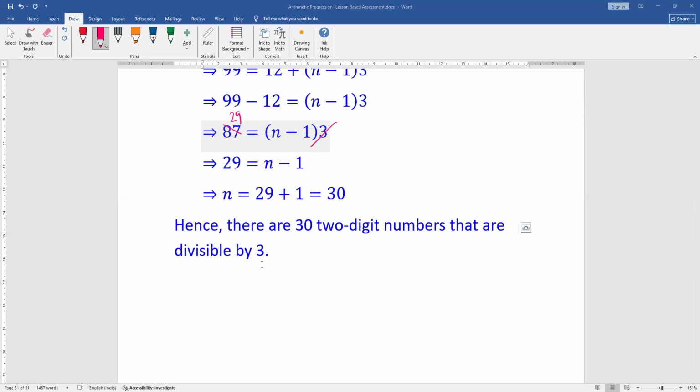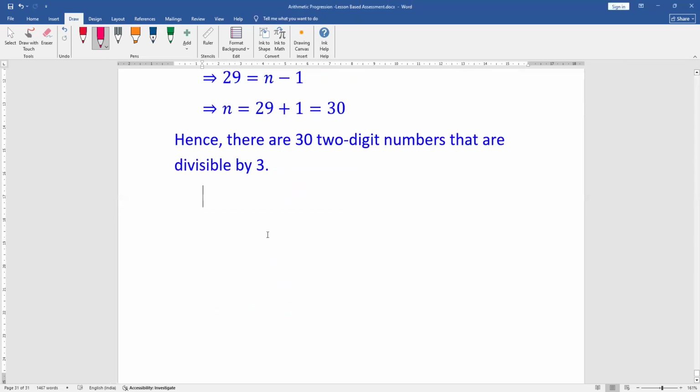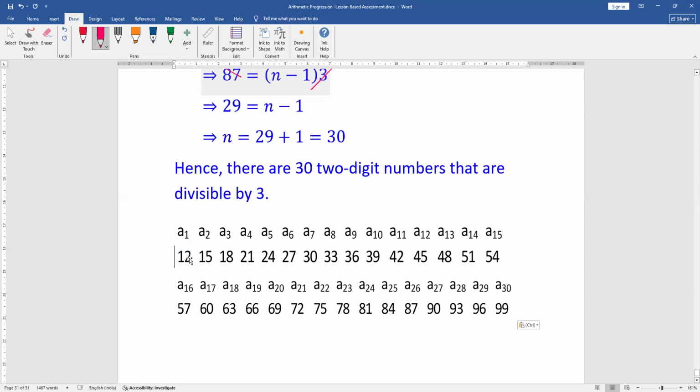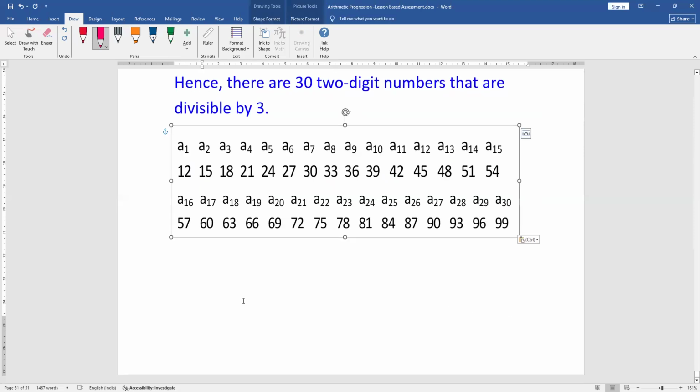Is it not? So actually, I just made a table just for your reference purpose. See, you can see here in this particular progression, it is starting with 12, 15, 18, so on, which are all divisible by 3. So if you count, how many do you get? So see how many terms there are, A1 is the first term. So how many terms are there? Totally 30 terms are there, and the last term is 99. Okay.